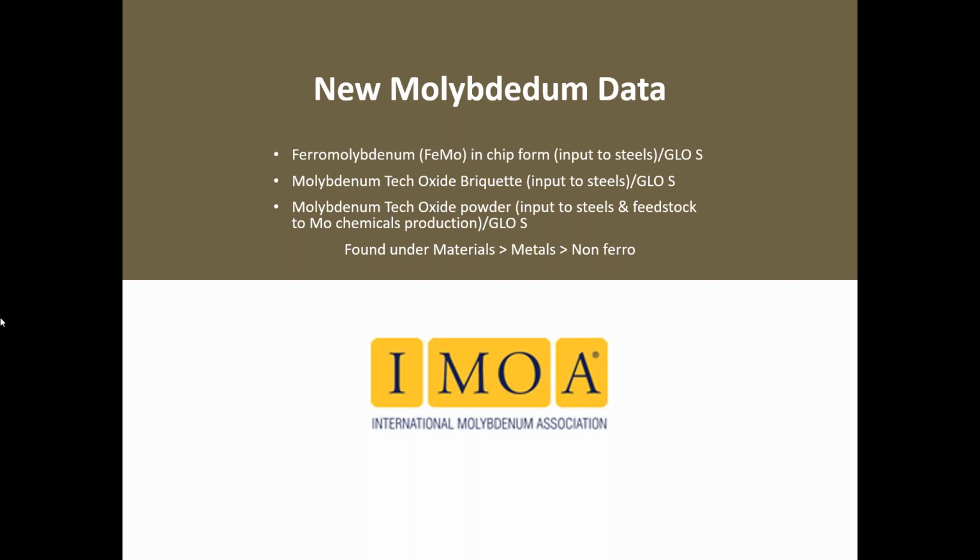Molybdenum is added to steel and iron as an alloying agent to increase strength, hardness, electrical conductivity, and resistance to corrosion and wear. The three new processes are ferromolybdenum in chip form, molybdenum oxide briquette, and molybdenum oxide powder. These are found in SimaPro under Materials, Metals, and Non-Ferro category. A special thanks to IMOA and Gregg Wilson of 4 Elements Consulting for providing us with this new data.